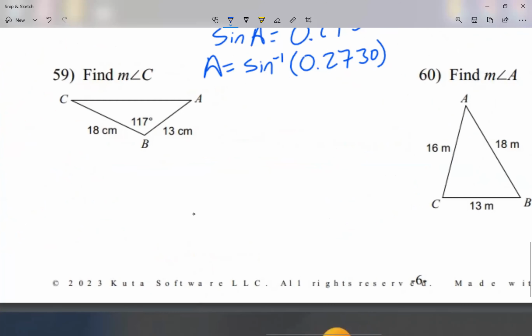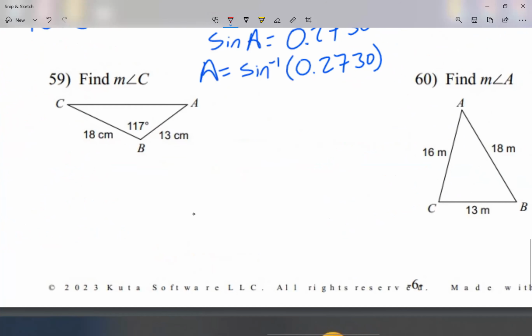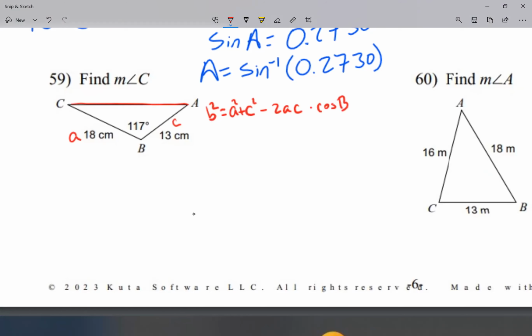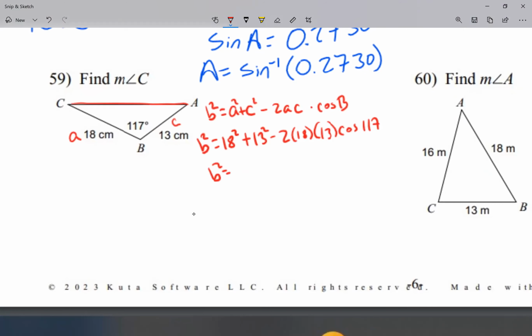Okay, let's take a look at the last two examples. So I have side A, I have side C, and angle B. So I know this is side B. Because I have angle B, I'm going to use the law of cosines: B squared is equal to A squared plus C squared minus 2 times A times C times cosine of angle B. So B squared is equal to 18 squared plus 13 squared minus 2 times 18 times 13 times cosine of 117.